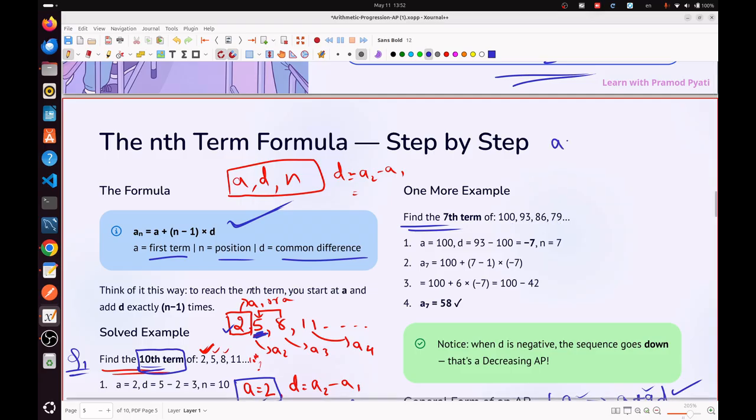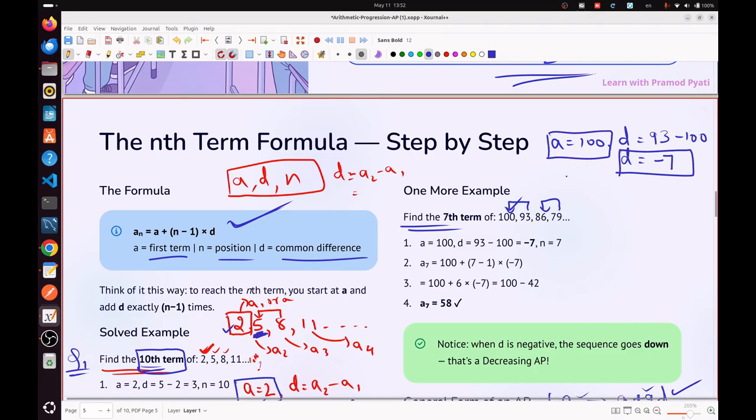So what is A here? A is the initial term, that is 100. What is D? Just take any example. See here, the series is going down. If you take these two, 93 minus 100, what will we get? In minus we will get. This you need to remember. Minus 7 we will get as D here. Okay. A we got 100, D we got minus 7.